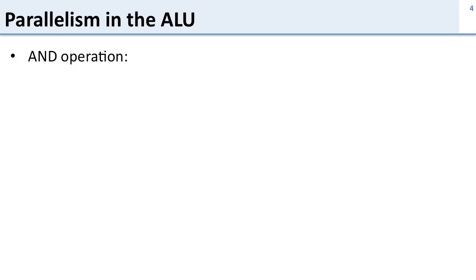So let's look at the ALU. When we did an AND operation in the ALU, we were doing that in parallel. We had 32 AND gates, and those 32 AND gates were all processing the AND in parallel.